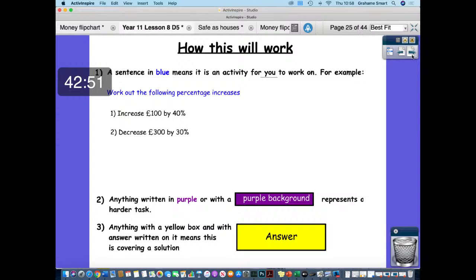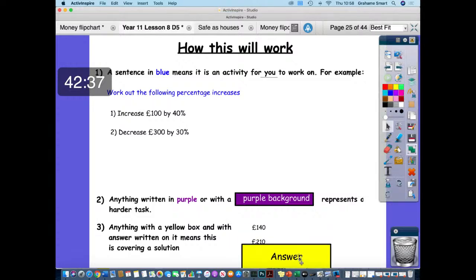If you see anything in purple or with a purple background, that represents a slightly harder task or something you need to think differently about. And anything with a yellow box with answer written on it is covering a solution. Just to give you an example, if I remove that, here are the answers to the two questions above. If you increase £100 by 40%, you'd have £140. And if you decrease £300 by 30%, you'd have £210. So that gives you an idea of how it works.